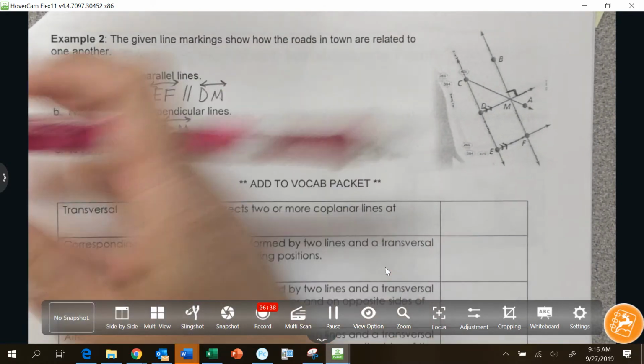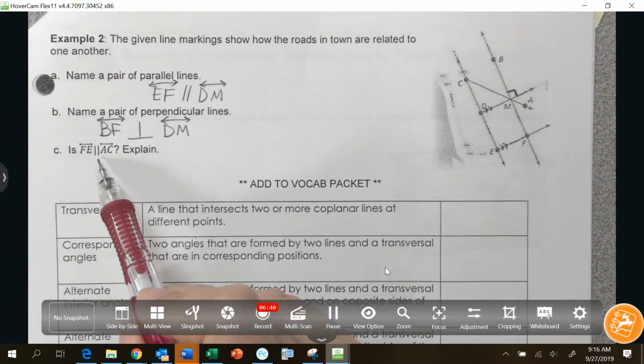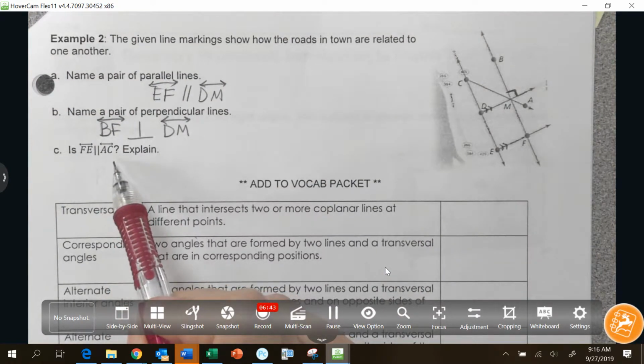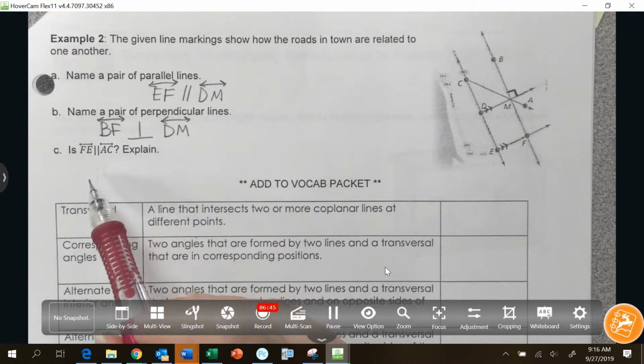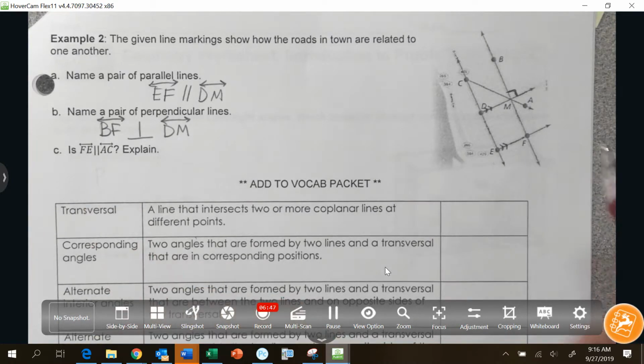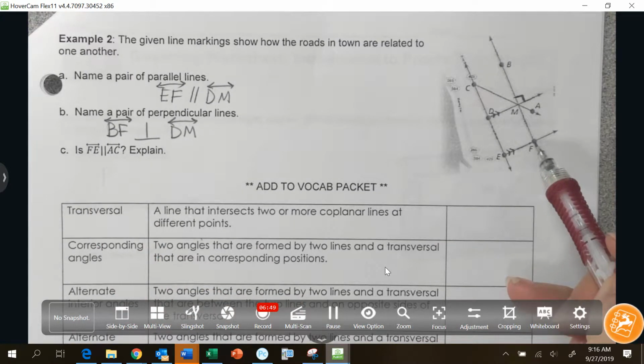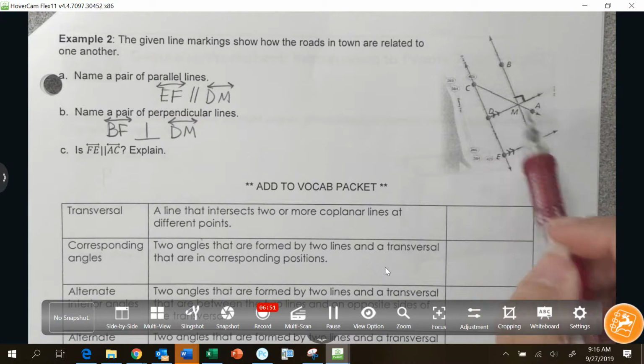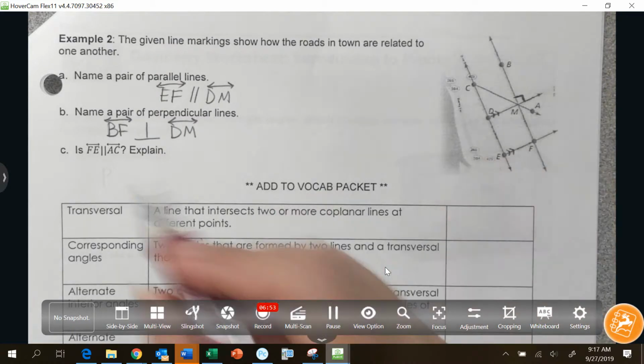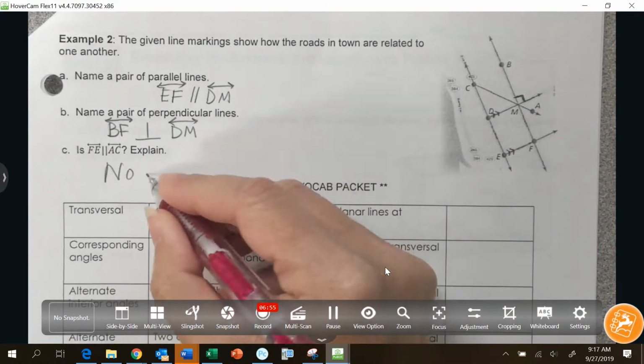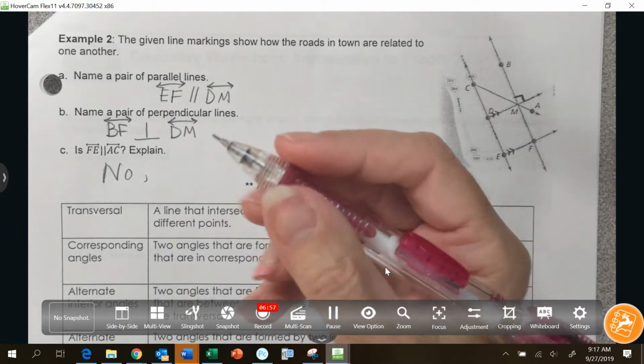Okay, and then is FE parallel to AC? Is FE parallel, Autumn? Is FE parallel to AC? Why not? It's not marked with little arrows, right?